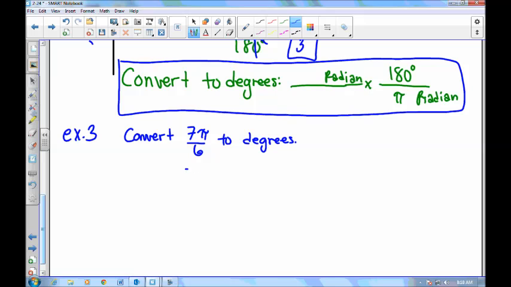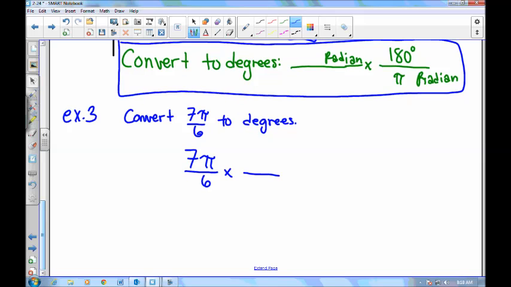Okay, 7 pi/6 is already a fraction, so we're going to keep the fraction and multiply by the fraction in our formula. Notice the pi is in the numerator, which means radians is in the numerator. So you have to have radians in the denominator so that they will cancel out. Noah, what's equivalent to 1 pi in degrees? That'd be 2 pi is 360 degrees. So 1 pi, 180 degrees, right?